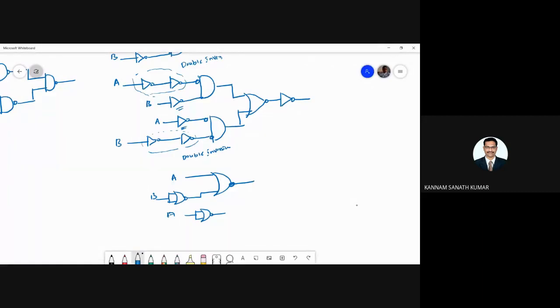Okay, so convert this bubble. So eliminate this double inversion. So this is B. So convert this bubbled AND gate with NOR gate. Again, it is given to NOR gate. Okay, again convert this one inverter with NOR gate. Okay, so Y equal to what? If you realize this, you will get A bar B plus AB bar.